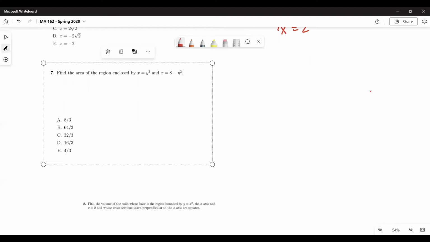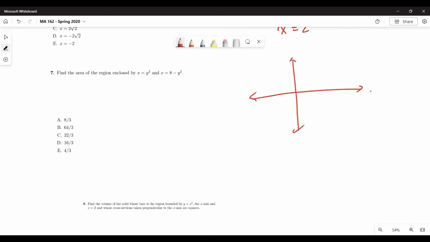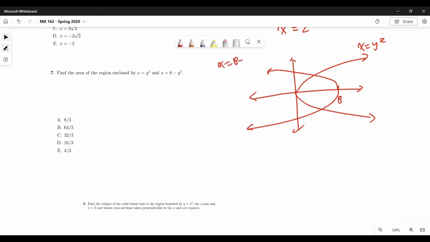Okay, so this question is, find the area of the region enclosed by the curves. Let's draw the curves first. If you draw it, x equals y squared, so this becomes this thing, x equals y squared, and x equals 8 minus y squared, so there's an 8. So this becomes this shape, x equals 8 minus y squared.